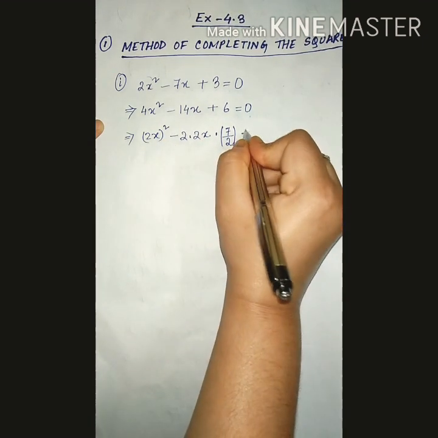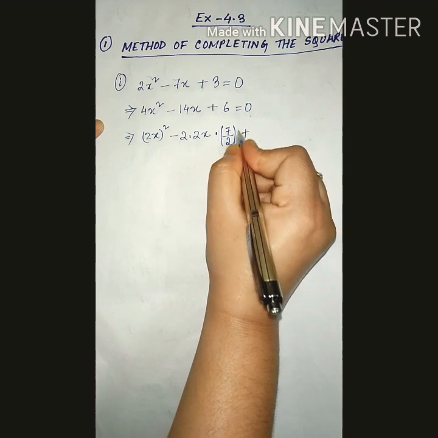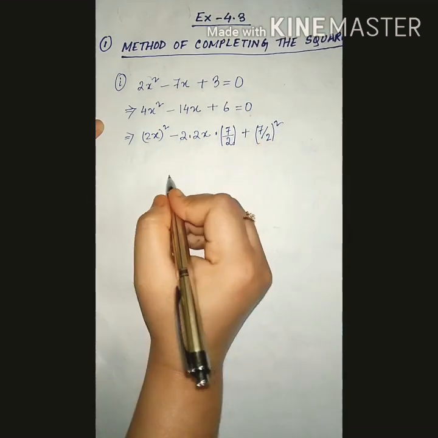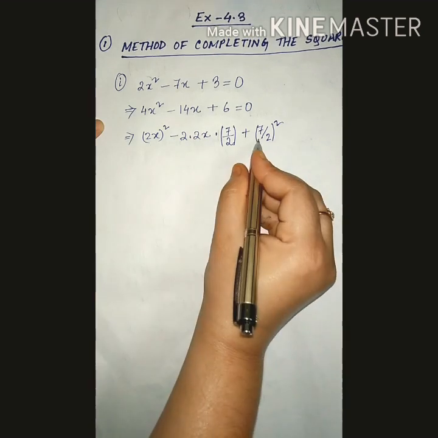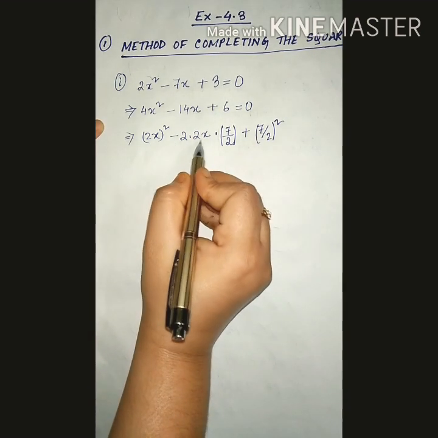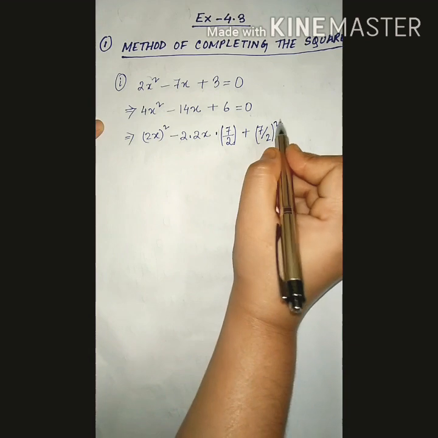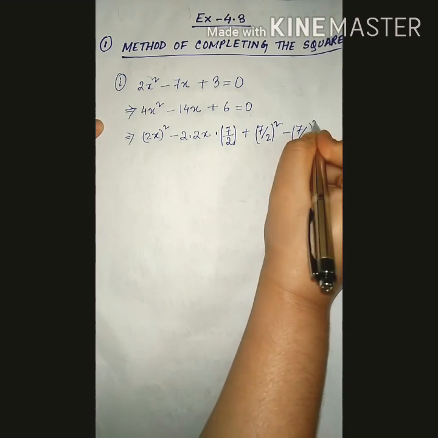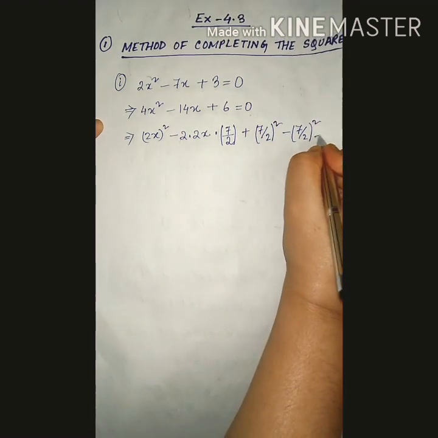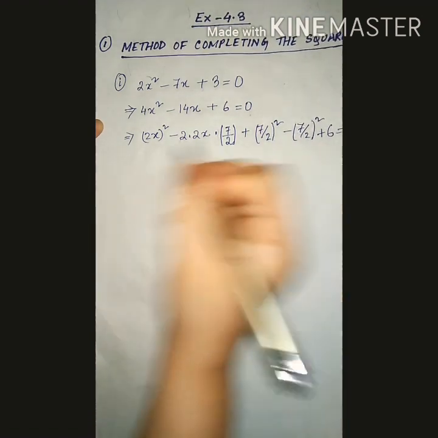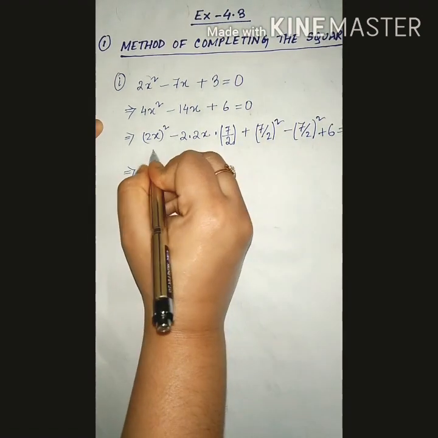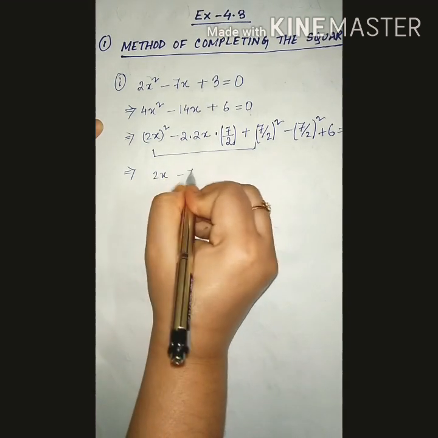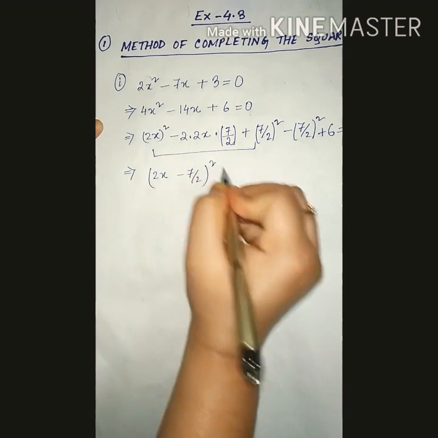Clear? Then that means our b is this one, 7 by 2. This one, b will be (7/2)². a² + b² - 2ab. Clear? Since we have added this one, we need to subtract it also. This one plus 6 equal to 0. That means this one is what? (a - b)² formula, (2x - 7/2)².